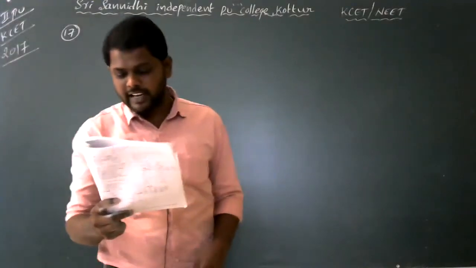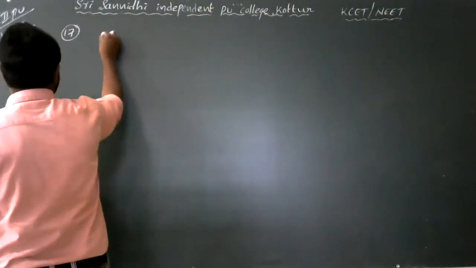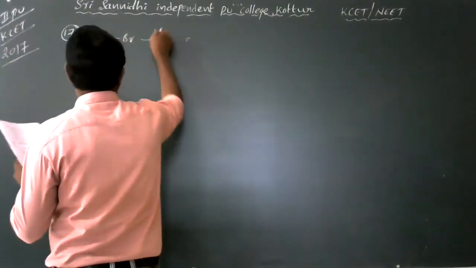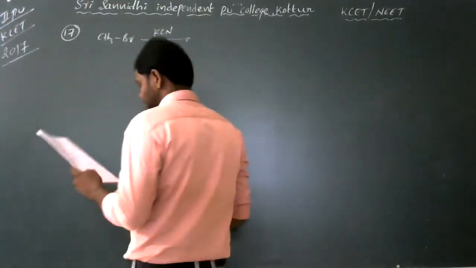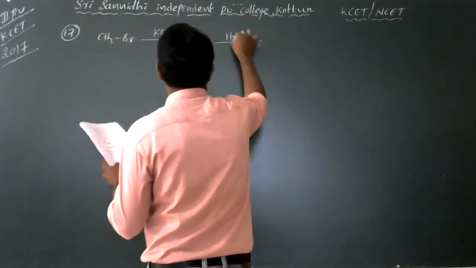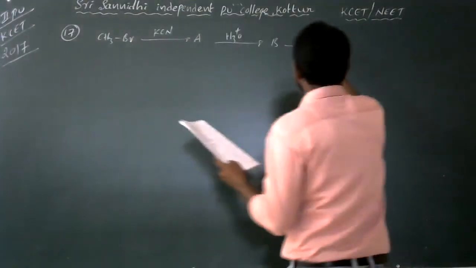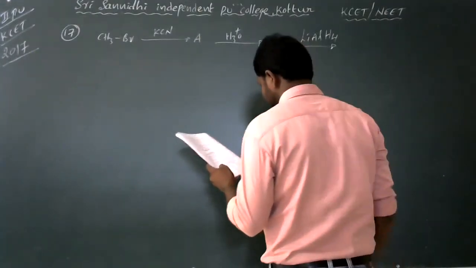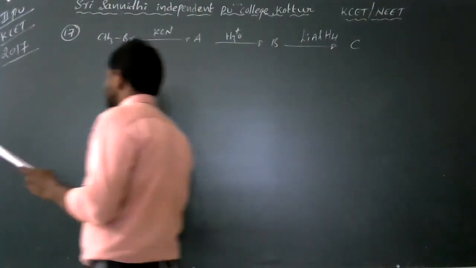In the following sequence of reactions, the reaction is written: CH3Br, KCN. A is the product formed. A undergoes hydrolysis and gives B, right? So B is treated with LiAlH4, lithium aluminum hydride. The end product C is what here? The end product C is what?